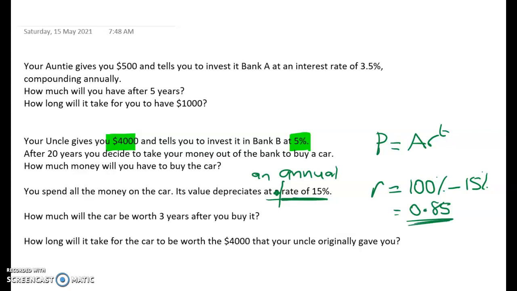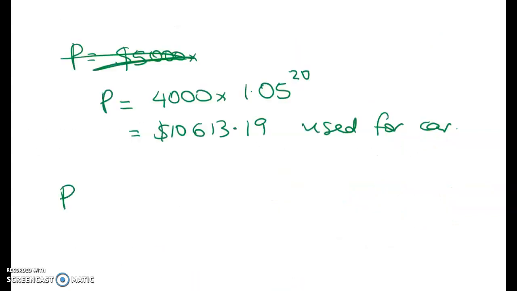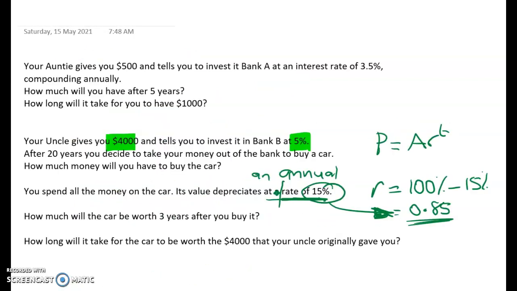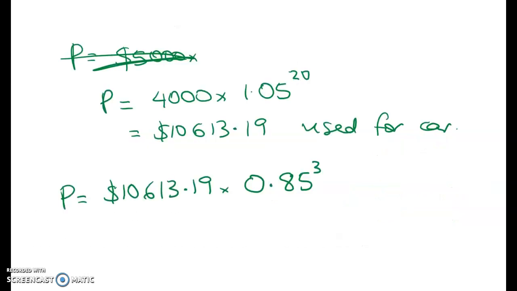I think for most of you in the class, you are getting from this part of the question to this part very, very quickly, and that's really good. So what will the car be worth 3 years after you buy it? Well, we started with a car that was worth $10,613.19, and after 3 years, it's going to be worth this much: $6,517.83.